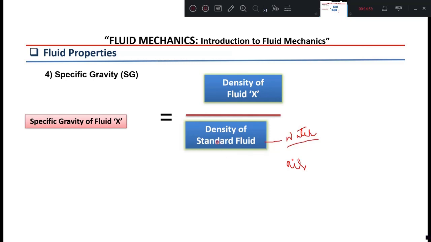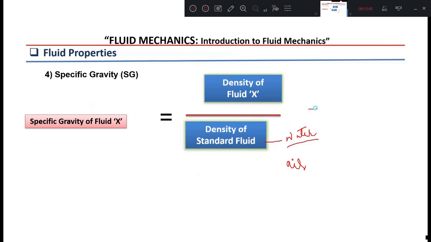This specific gravity can be used to identify unknown compounds and to immediately determine if an object floats. It can be identified which objects will float on the surface of water or which objects will sink into the liquid based on the specific gravity. So these are some fluid properties. These 4 properties we have discussed: mass density, specific weight, specific volume and specific gravity.